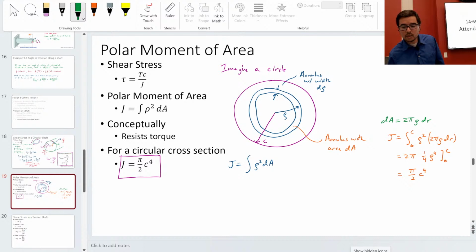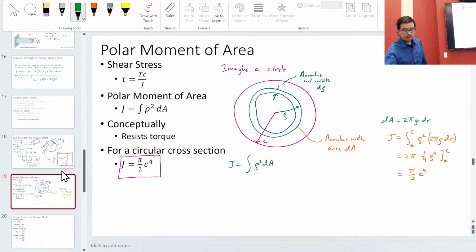Yes, I had a question. In the formulation for the polar moment of inertia, oh, they are the same thing. Okay, never mind. So, rho in this situation is an arbitrary radius, right? Yeah, that's right. Okay, yes.